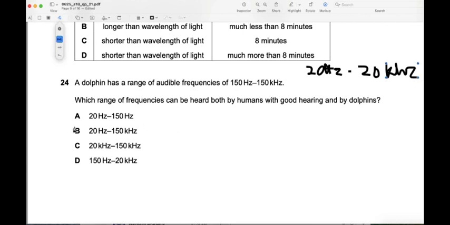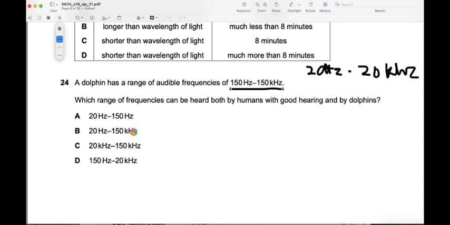Okay, so for human, a dolphin has an audible frequency of 150 Hz to 150,000 kilohertz. Now, which range of frequencies can be heard by both the humans with good hearing and by the dolphins? Humans with good hearing and dolphins. This is too small for dolphin, right? It's probably too small, right? With 20 Hz to 150 kilohertz, humans do not get to 150 kilohertz.